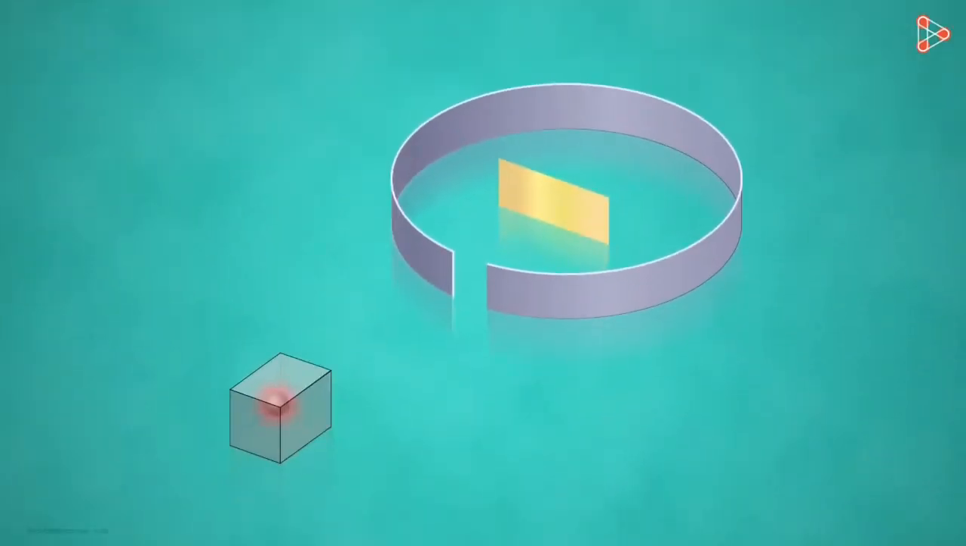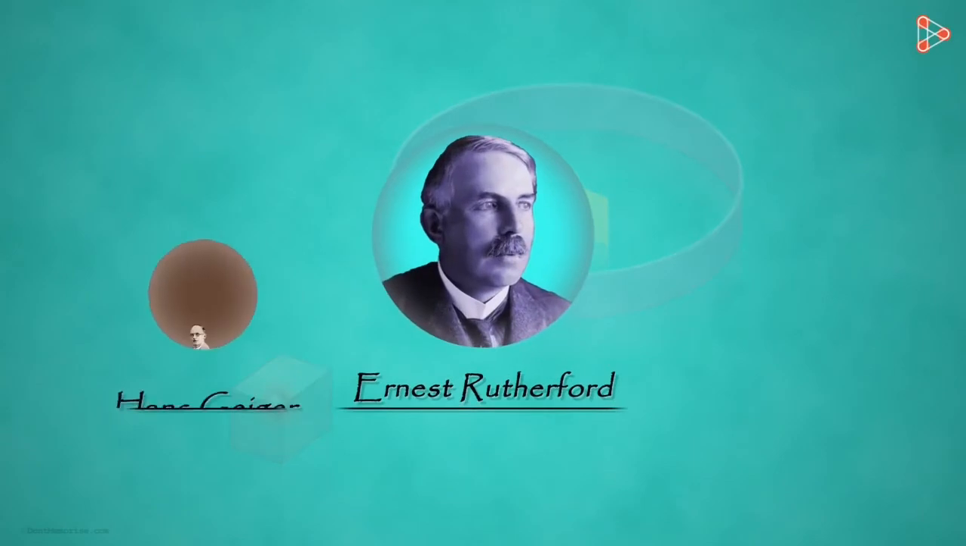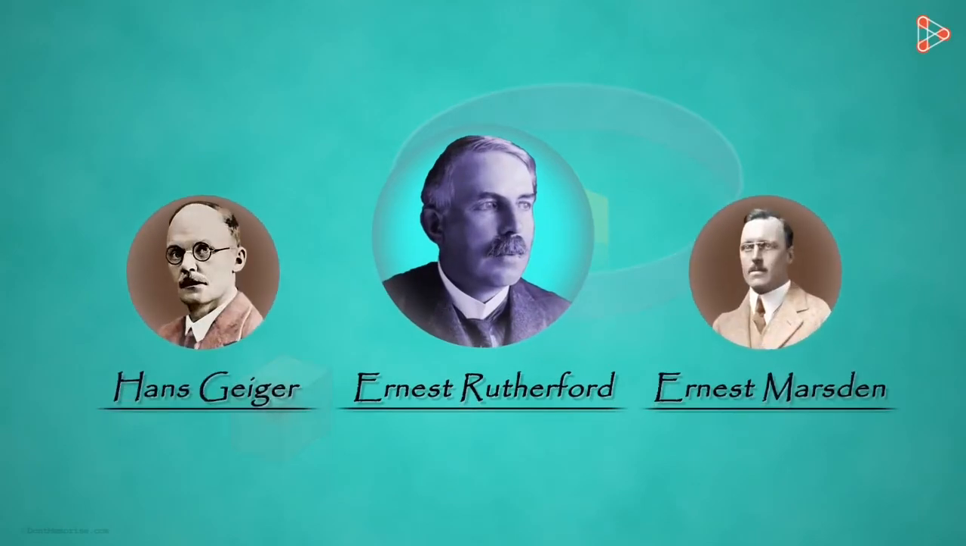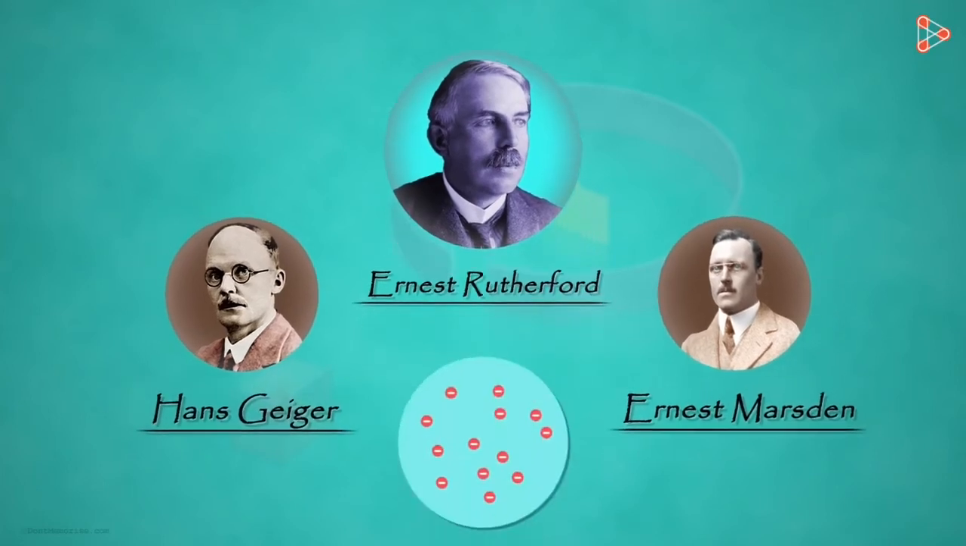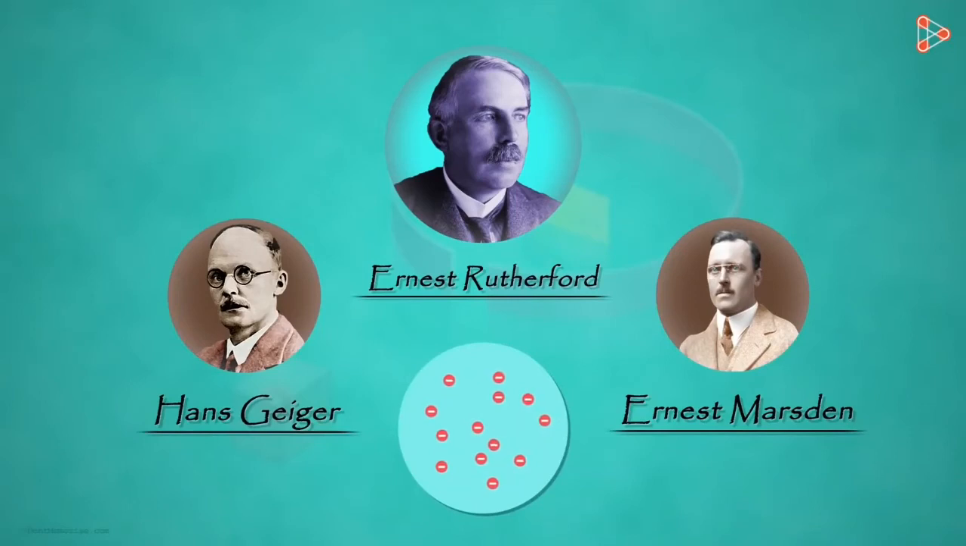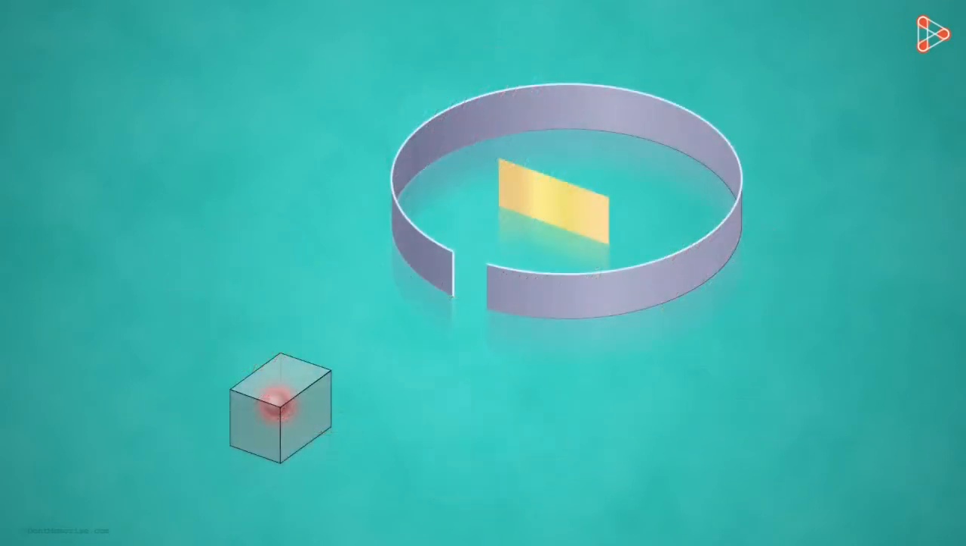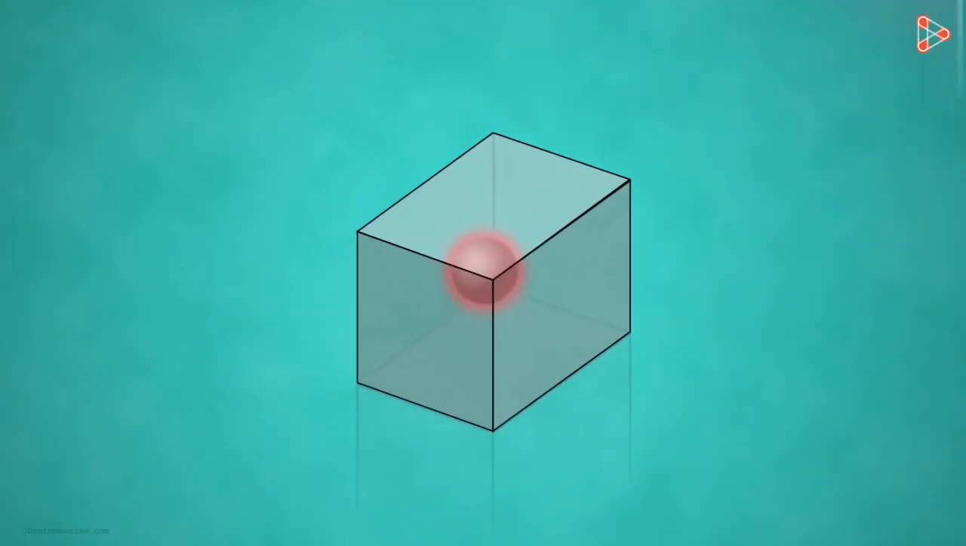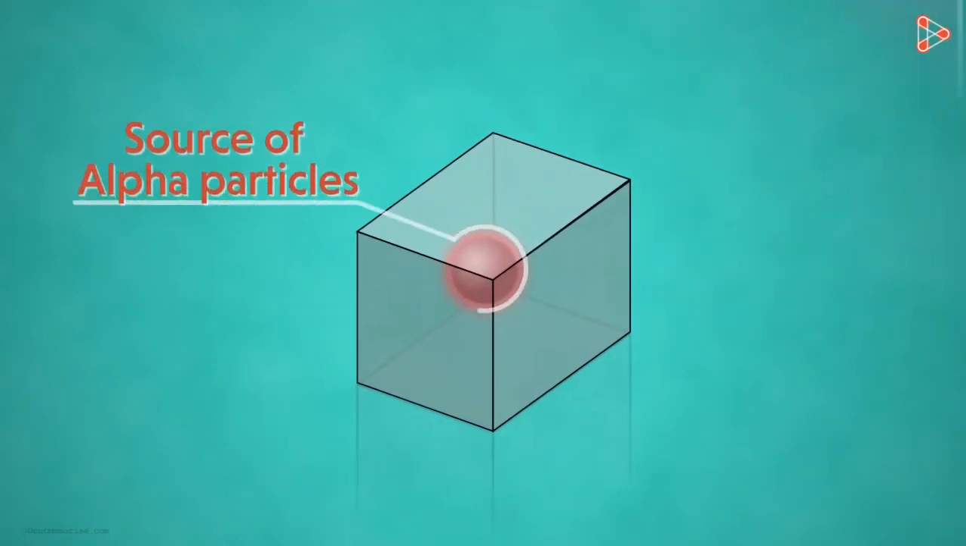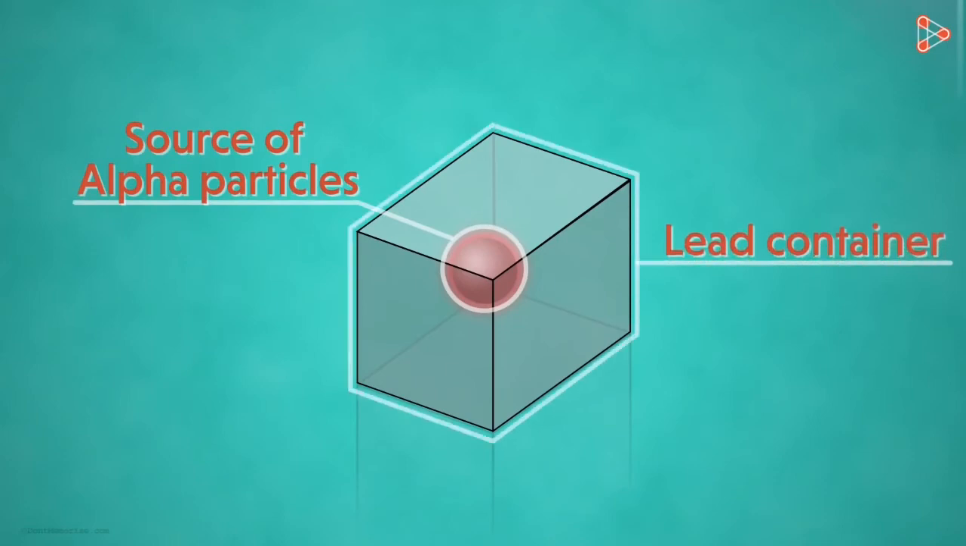The experiment was carried out by Rutherford along with Hans Geiger and Ernest Marsden. The experiment he performed was a breakthrough which helped him understand the structure of an atom in a more accurate manner. This is how the setup of his experiment looked. As we can see here, he used a source of alpha particles locked in a lead container with a very small slit. This ensured that the alpha particles only came out through a small opening and travelled in a straight line.